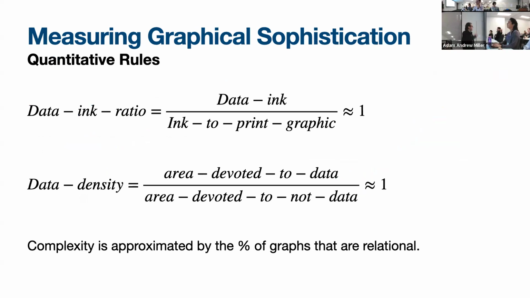Tufte gives a couple of general principles. I don't know that these are often used in a quantitative way, but you can think about the sophistication of your graphics being captured by the data to ink ratio, which is how much of the ink in your graphic is data versus other things like coordinate axes or other kinds of markers. And the data density, which is the same quantity, except instead of the ink, it's the area of the graphic. And Tufte says you want both of these to be as close to 1 as possible.